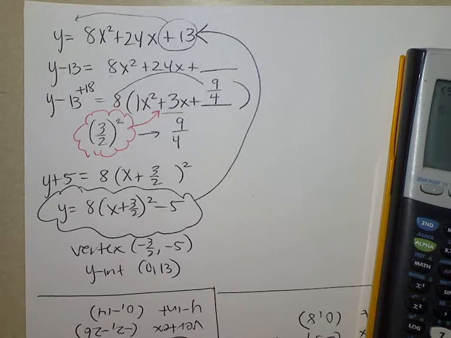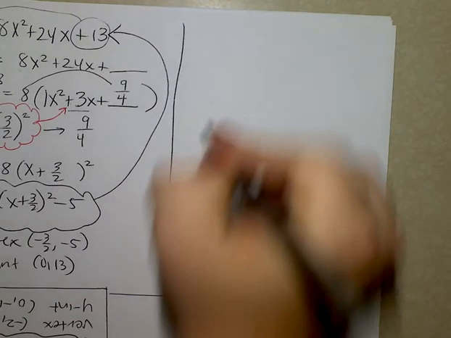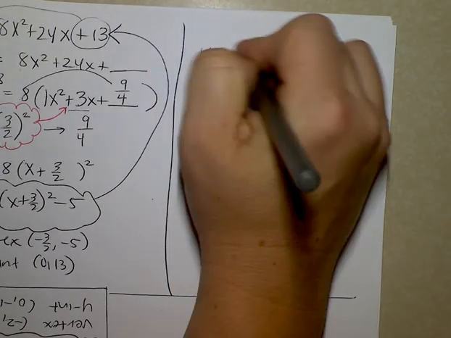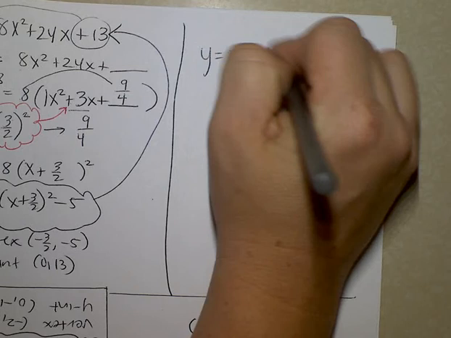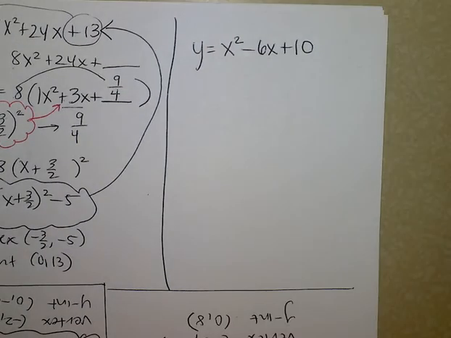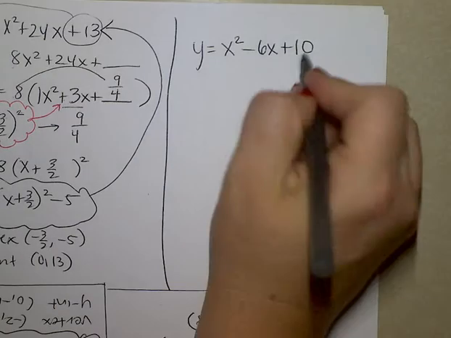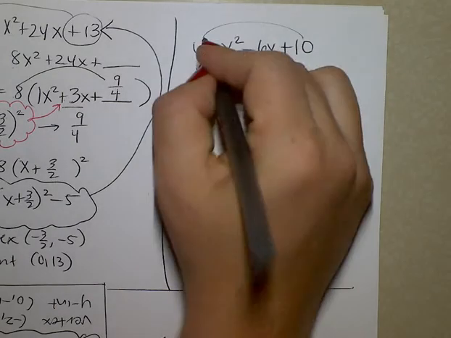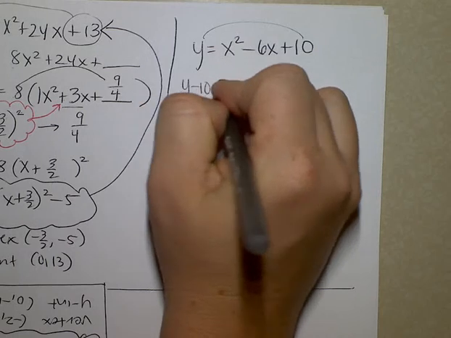Okay. Here's your next problem. y equals x squared minus 6x plus 10. First step is to move 10 to the opposite side. When it moves over, it becomes -10.